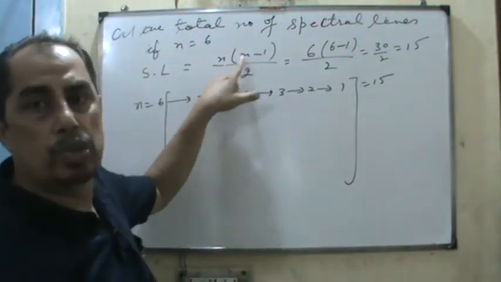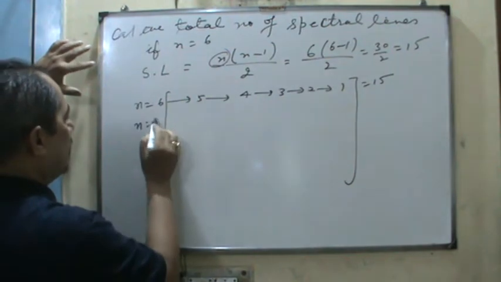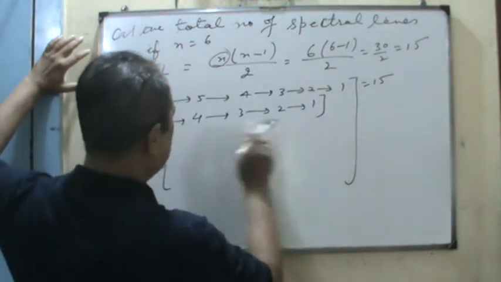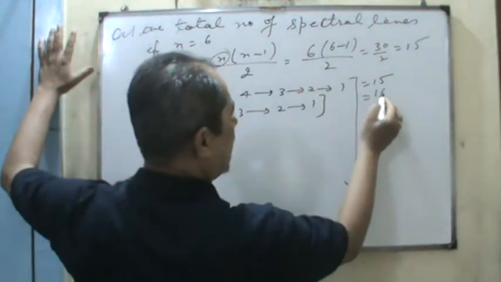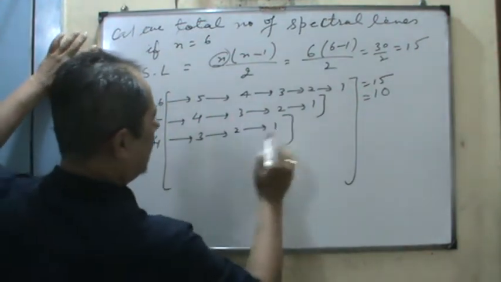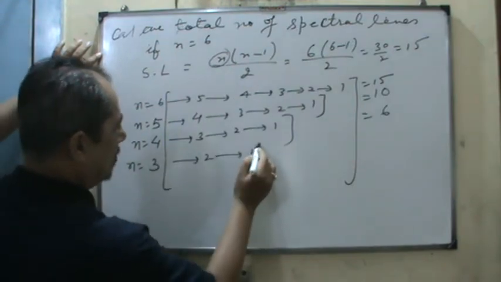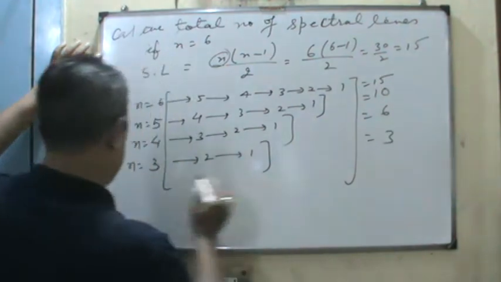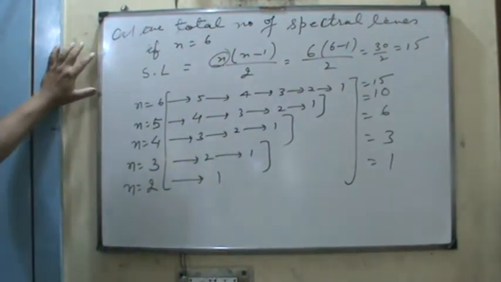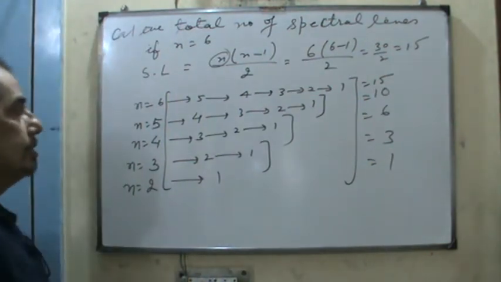You apply the formula N into N minus 1 divided by 2. If N is equal to 5, then it comes to 4, 3, 2 and 1. How many lines are formed? 4 plus 3 plus 2 plus 1, 10 lines. If N is equal to 4, then energy comes from 3, 2 and 1. How many lines are obtained? 6. If N is equal to 3, then 2 and 1. How many lines? 2 plus 1, that is 3. If N is equal to 2, then 1 line is obtained. So we can calculate the different spectral lines by taking N into N minus 1 divided by 2.